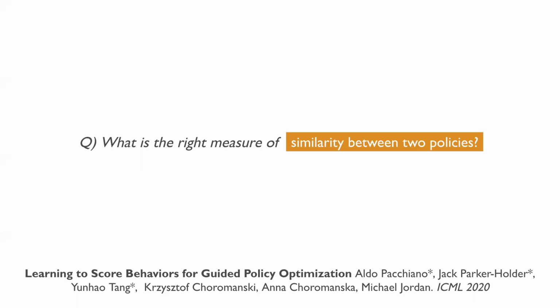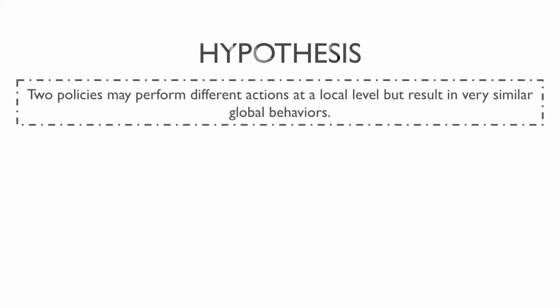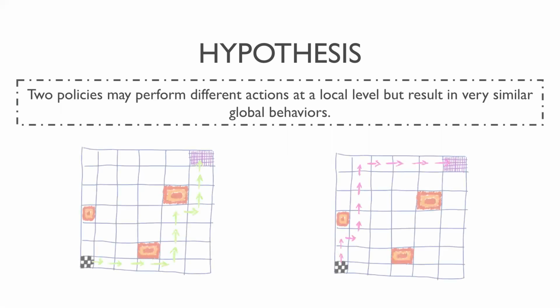This is not a very well formed question in a sense right now, but I'll tell you more what I mean by this. The working observation here is the following: two policies may perform very different actions at a local level, but actually may result in very similar global behaviors. Here there is a small drawing.